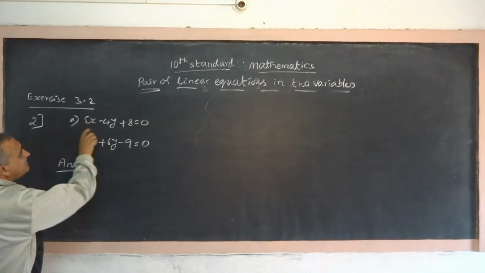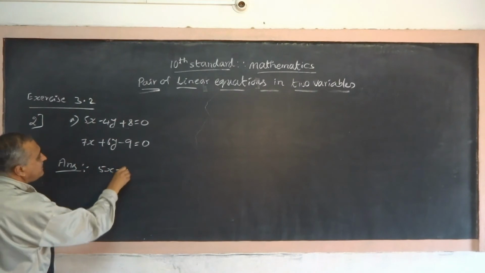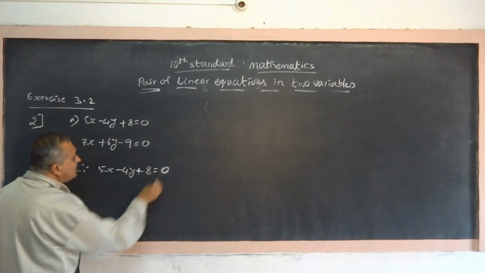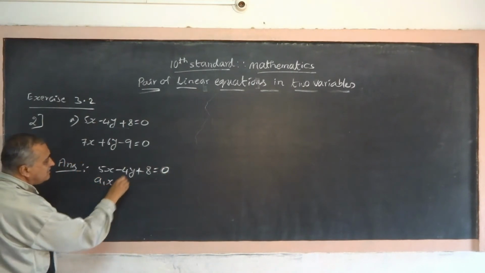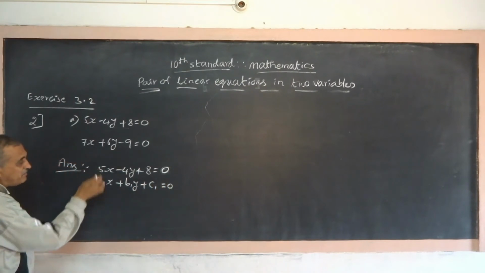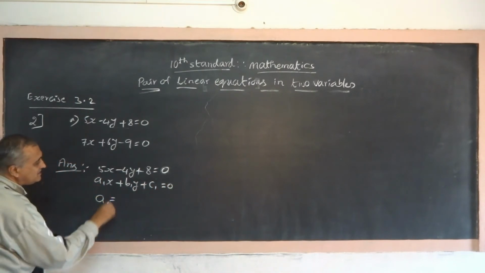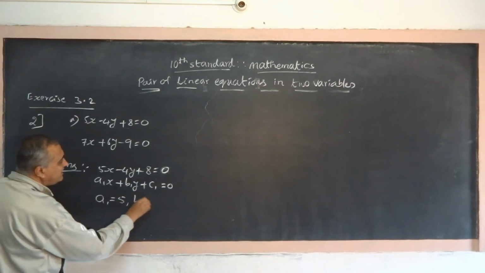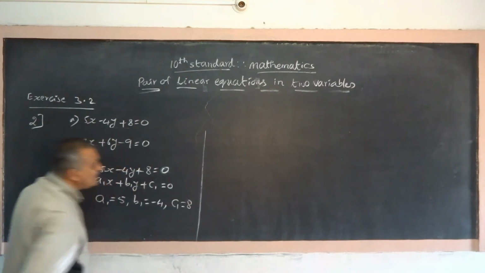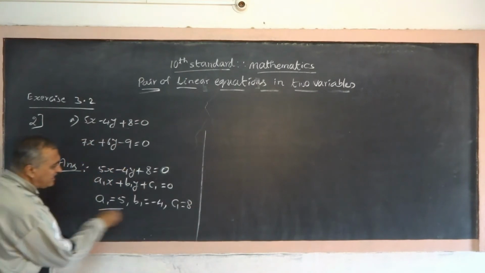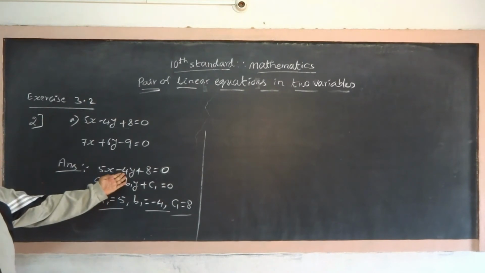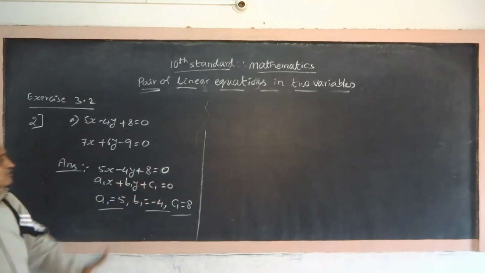How do you do that one? Take this one, 5x minus 4y plus 8 equals 0. Now take a1x plus b1y plus c1 equals 0. Compare: a1 equals 5, b1 equals minus 4, c1 equals 8. You can take it like that, I am just writing it.